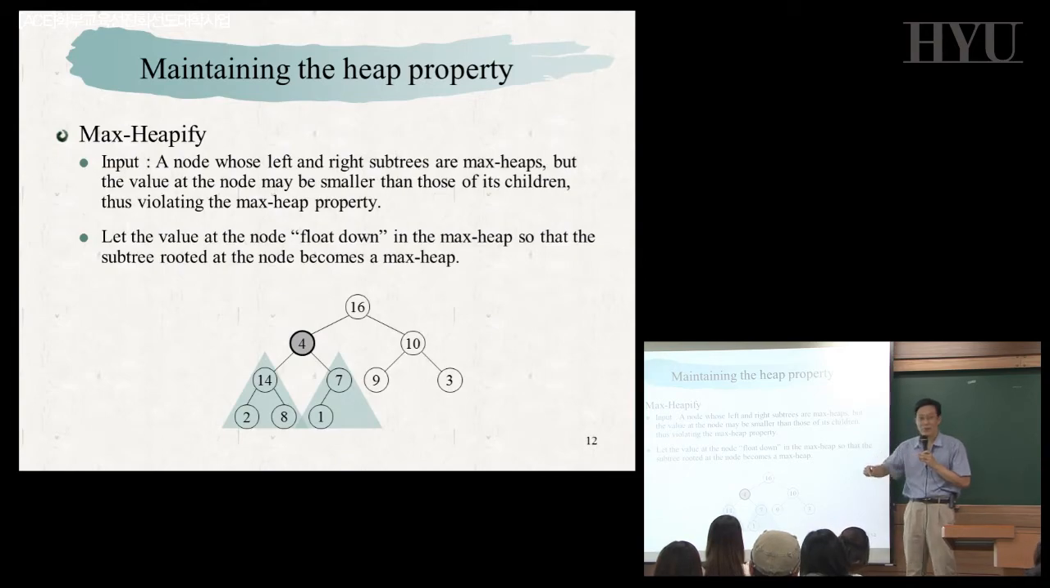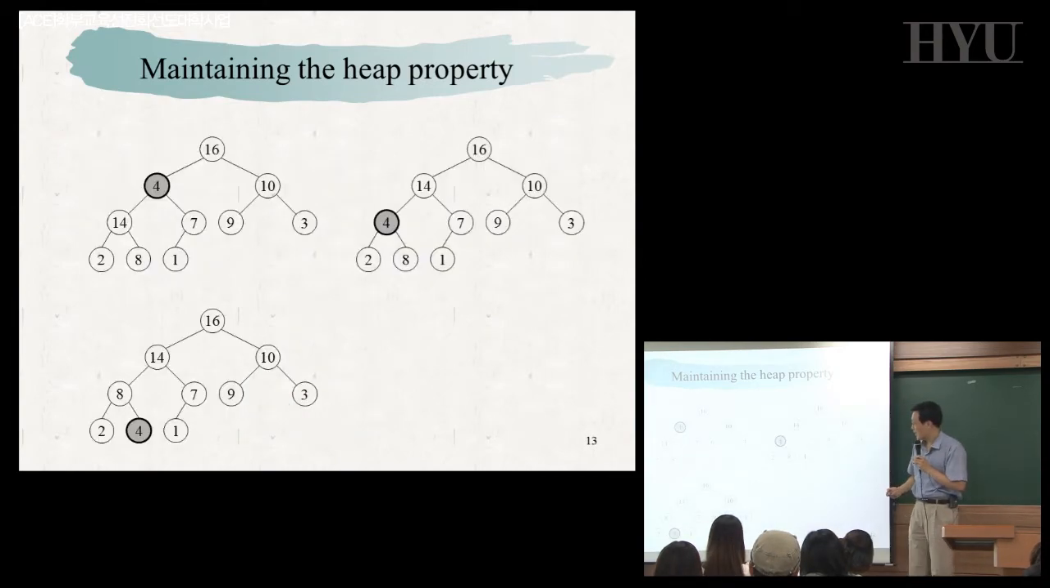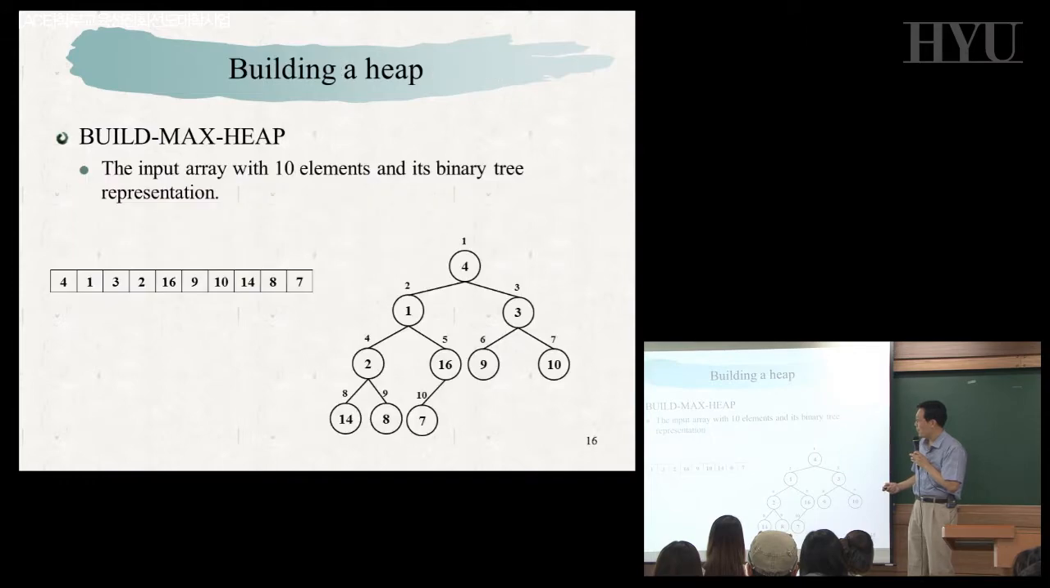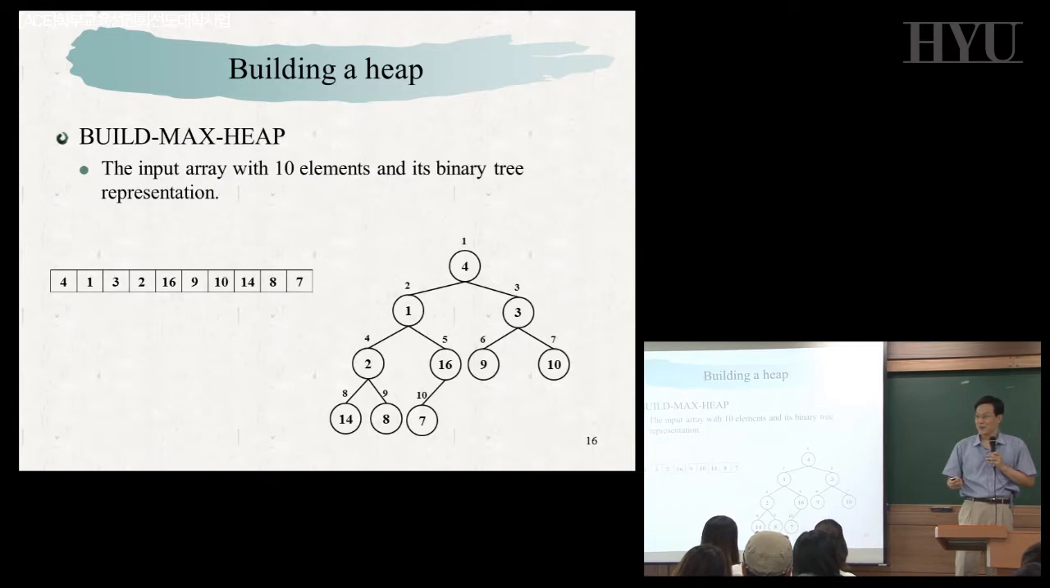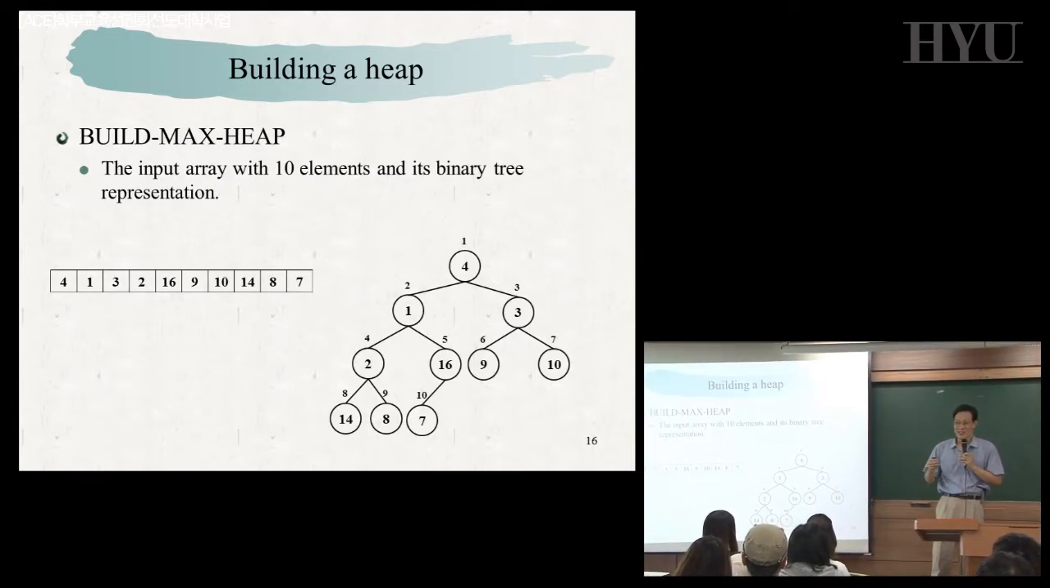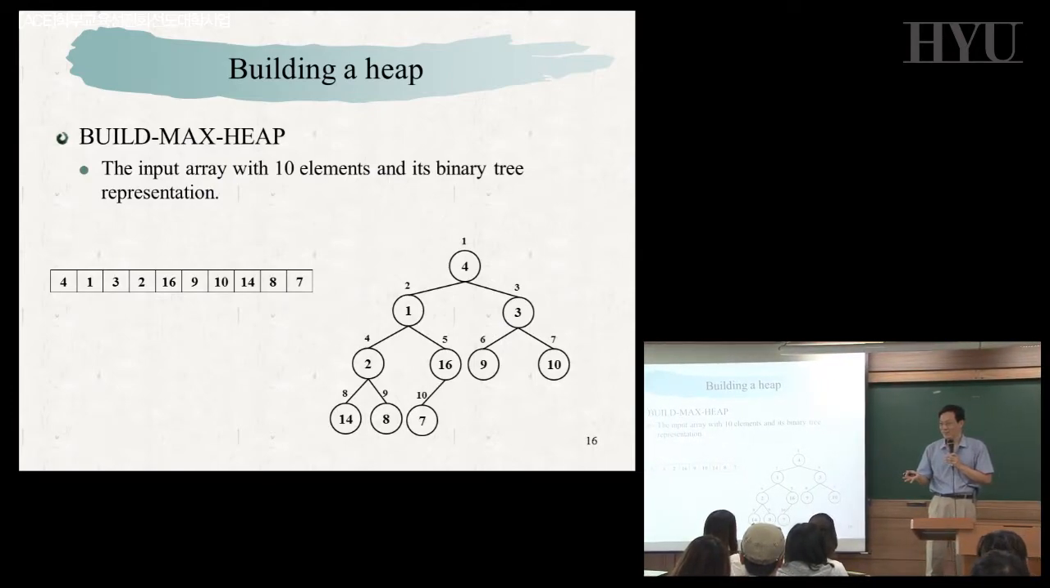Okay? But if we apply the max Heapify from the top, you cannot be sure that these two subtrees are already max heaps. In most cases, they aren't. Look at this. This is not a max heap. And this is not a max heap either. So you can't do that.